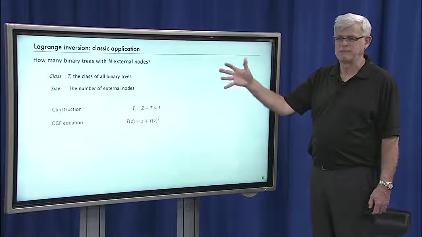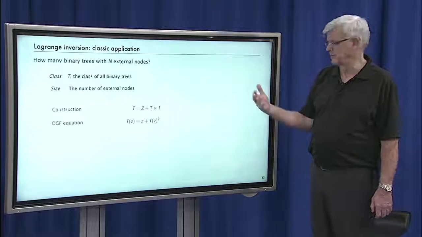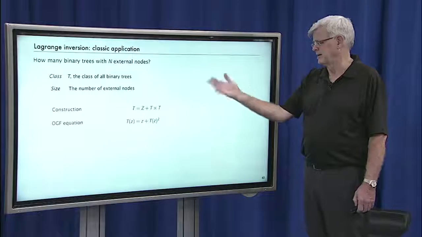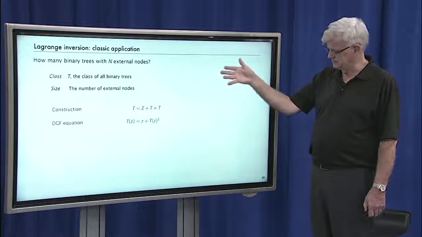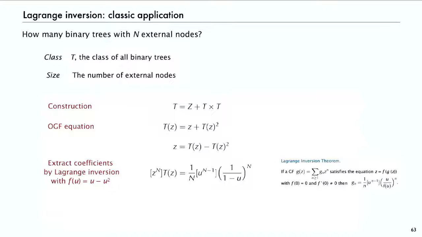Just as a classic application, for Catalan numbers, this is with the OGF that we did last time. A binary tree is a node or two binary trees. This is counted by external nodes, so we have that OGF equation. Rewriting that, it's z equals t of z minus t of z squared. So that z on the left-hand side makes this a candidate for Lagrange inversion. The theorem says if we want the coefficient of z to the n in t of z, we're just going to take f of u to be u minus u squared.